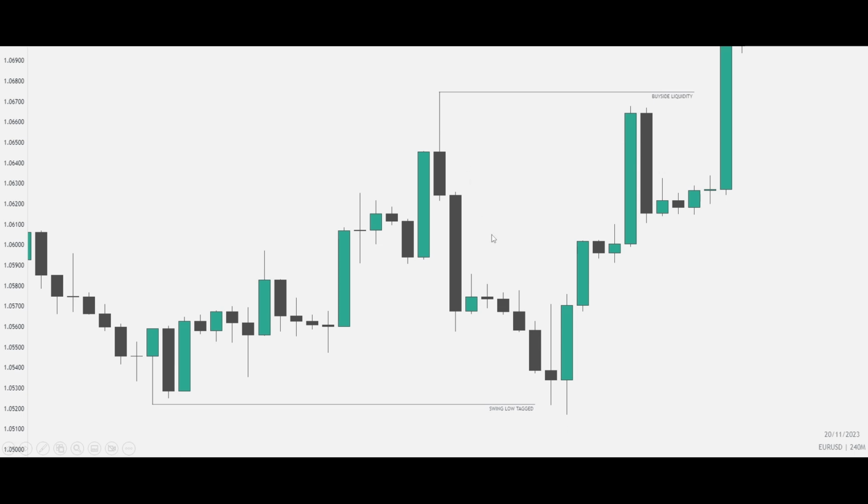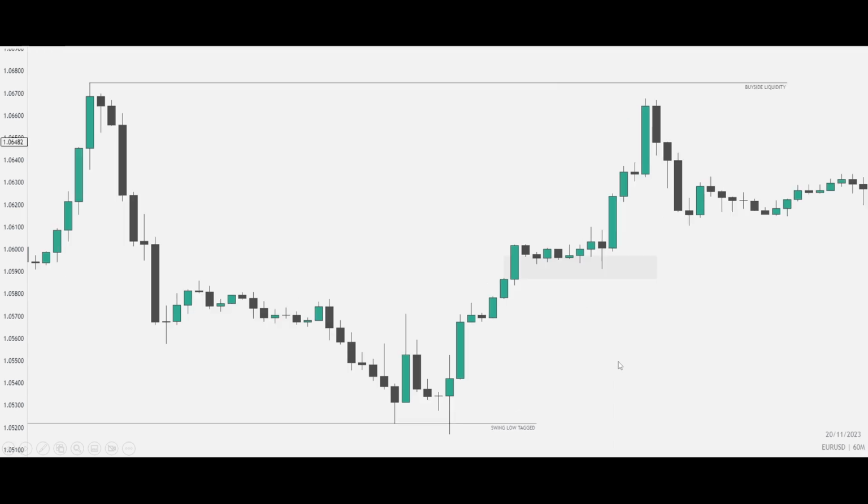Now we run up and then we come down and tag this short-term low below here, putting retail breakout traders into the market and taking their stops. We then expand up and then our buy side liquidity rests up here. We are going to zoom into this bit of price action down here to try and find our entry model, the one shot, one kill model.